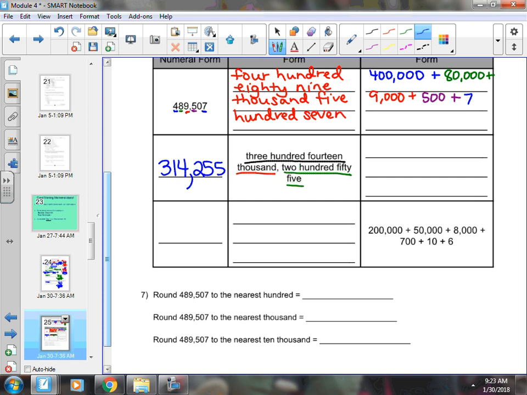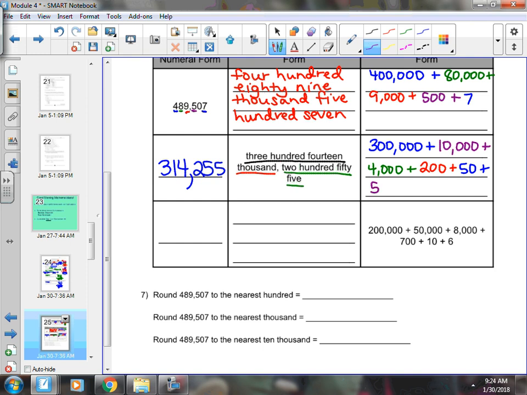Now that we have it in standard form, writing it in expanded form should be pretty easy. That 3 is in the 100,000s place, so it's worth 300,000. The 1 is in the 10,000s place, so it's worth 10,000. The 4 is in the thousands place, so it's worth 4,000. The 2 is in the hundreds place, so it's worth 200. The 5 is in the tens place, so it's worth 50. And the last 5 is in the ones place, so it's worth 5.